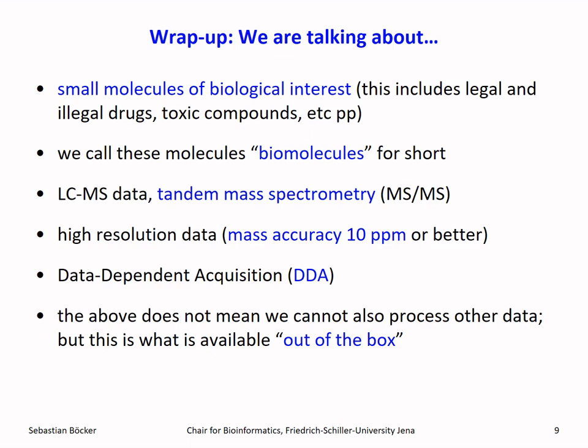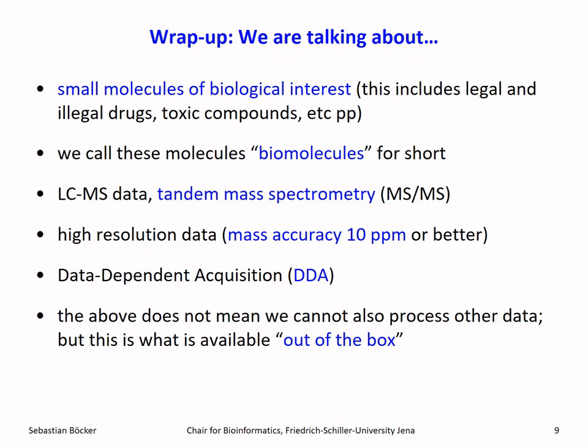High resolution is not that important, but the mass accuracy should be 10 ppm or better. The better the mass accuracy, the better our results get, the faster our algorithms run. Everything gets better with higher mass accuracy, by the way. Okay, what I show you is for something like 10 ppm data. We only consider data-dependent acquisition, so no DIA, where we also have to deconvolute the spectra first.